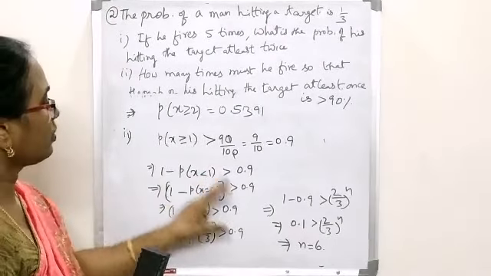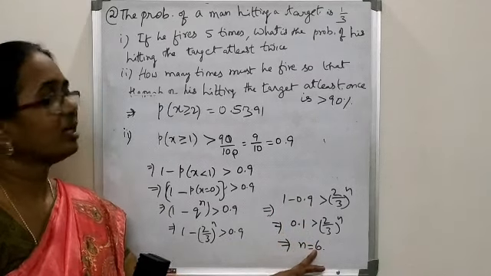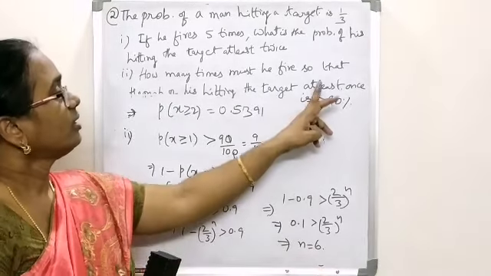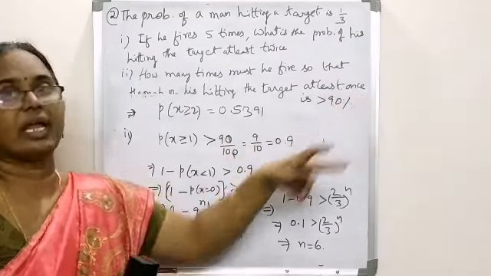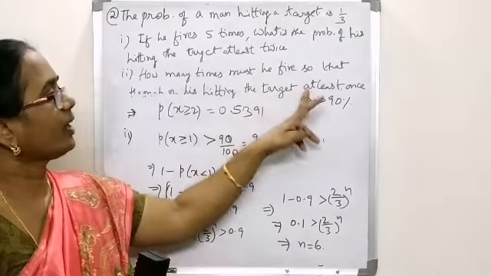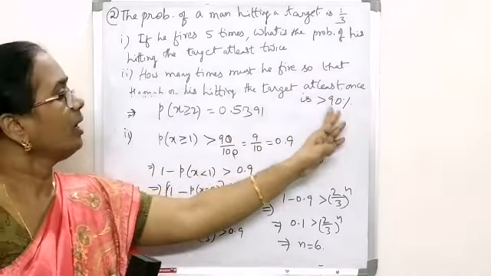Okay, this is the solution for this part. So when the man fires at the target 6 times, the probability of his hitting the target at least once would be more than 90%.